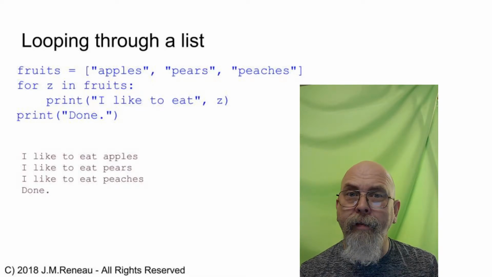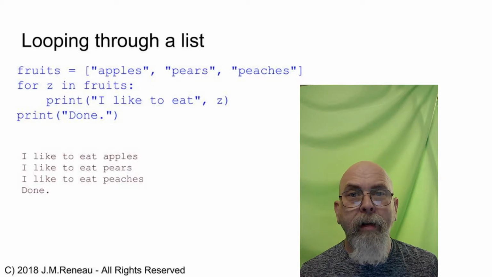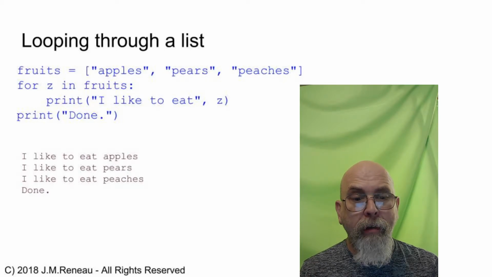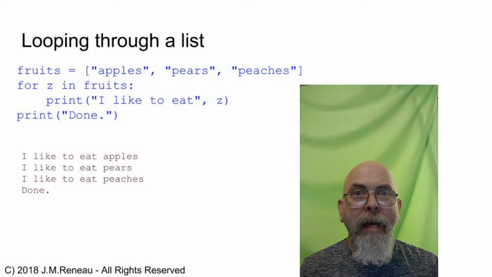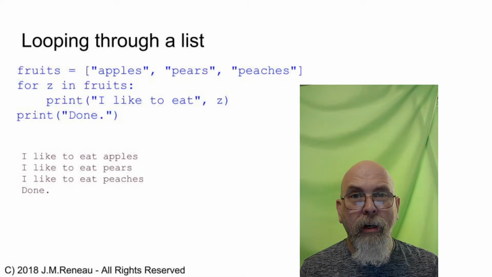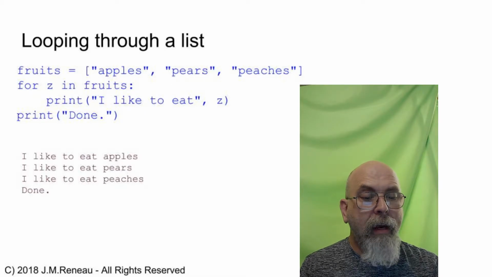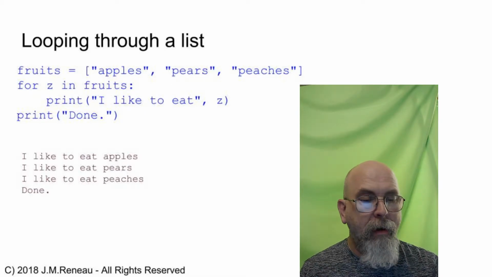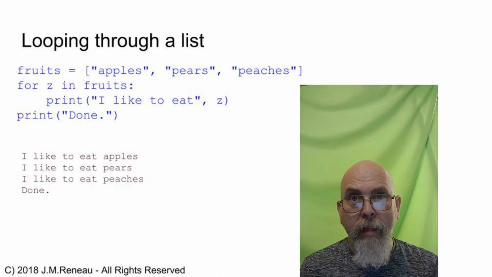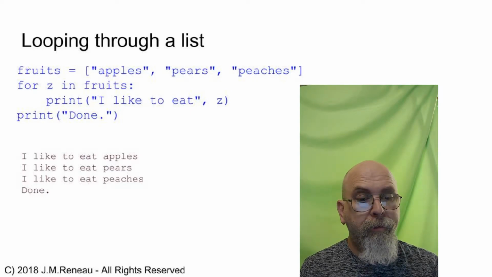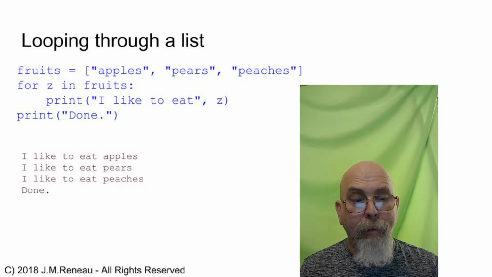The colon at the end of the statement tells Python this is the beginning of a statement block. The statements that will be iterated or repeated each time the loop executes will follow the colon on the next line, and will be indented. Python uses indentation to separate the blocks that go along with the conditionals and looping statements, iteration statements. So you can see that inside the loop, indented, is a print statement that says print, I like to eat z. Because z is set to the first value and then the second value and the third value, it's going to print out, I like to eat apples, pears, and peaches.